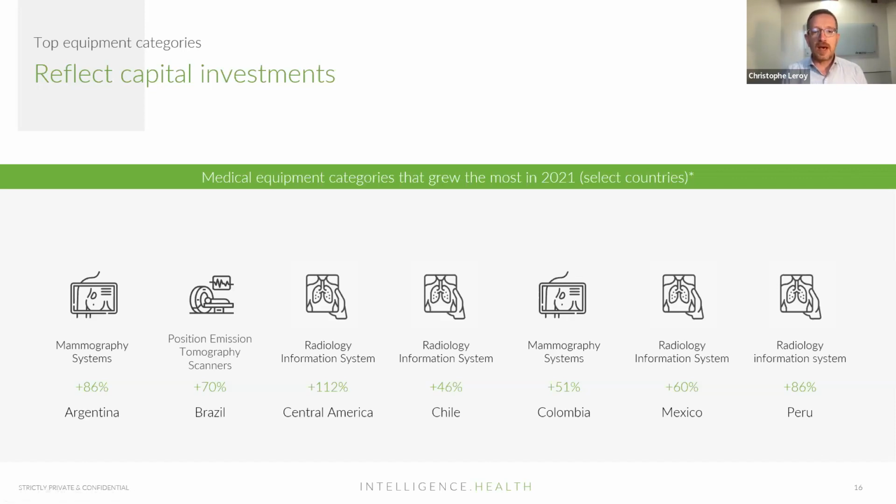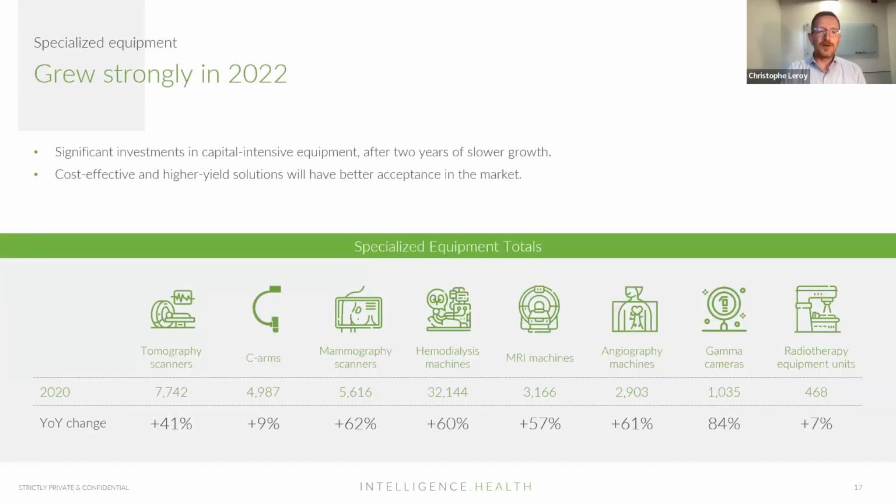Now, just as we talked about greater growth categories per country, we'd also like to show on the next slide a different approach, which is looking at very specialized equipment. What are the trends here? As I mentioned, every year we do a census of all the hospitals to understand which pieces of equipment, which modalities they have invested in. So we have a pretty comprehensive picture of the installed base of different types of equipment. Here we've chosen to focus on 8 different types of specialized equipment.